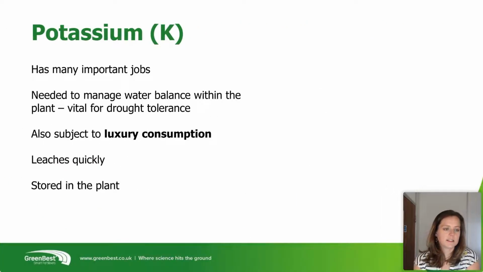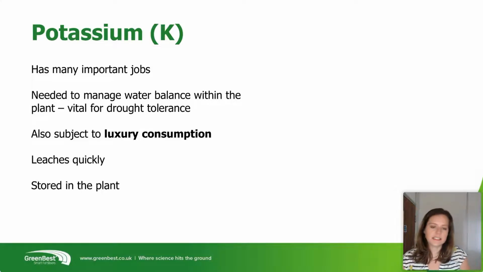And potassium is the last of the main three. Potassium has many important jobs, and traditionally, and this is how I was taught when I started in the world of fertilizers, it's thought of as an autumn nutrient. So you'd apply a good chunk of it in the autumn for preparation over the winter, to keep the leaves strong and keep the diseases out. But actually, it's most important for managing water balance within the plant, so vital for drought tolerance even. So really, we need to think of potassium as something that's used all year round.